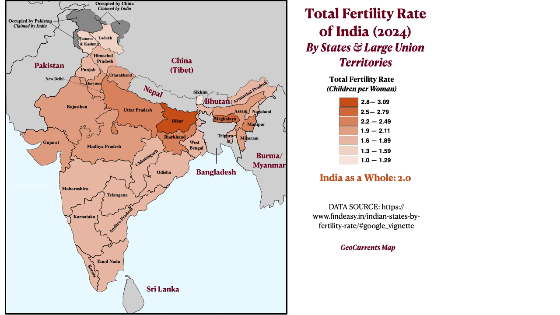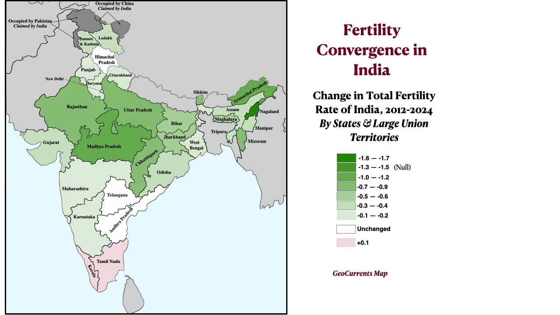Or another way to look at this is to just look at the change. I just took the data from these two maps and put it together to see what's happened between 2012 and 2024. And it's interesting, the two southernmost states of Tamil Nadu and Kerala have seen a slight uptick in their fertility rate. I think it was from 1.7 to 1.8.